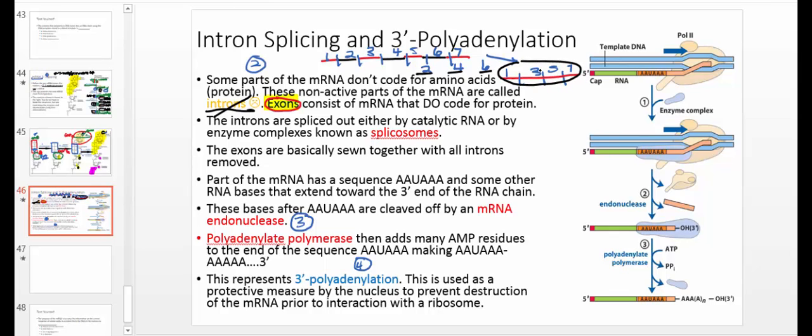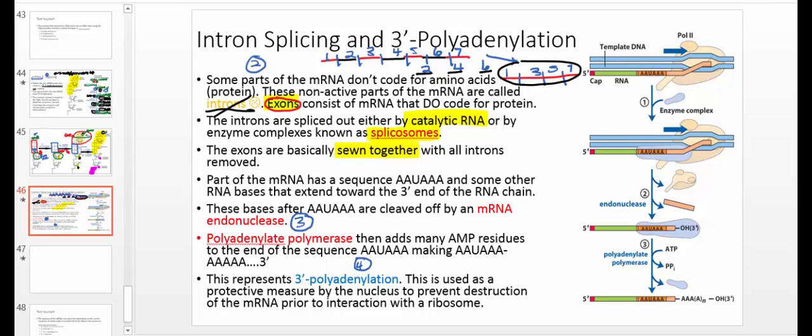Okay? And this process of splicing can be carried out in 2 ways. Number one, it can be carried out by catalytic RNA. We're not going to go into details of that. And then there's an enzyme complex that assembles called a spliceosome. The spliceosome can also splice out the introns to glue the exons together. The way to think about it is the exons are basically sewn together with all the introns removed. So hopefully that makes a little bit of sense.